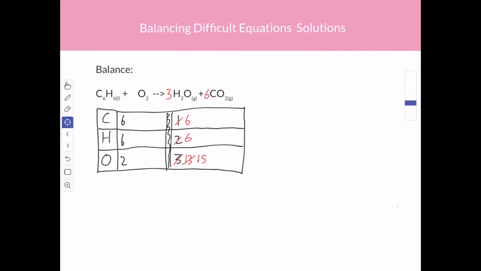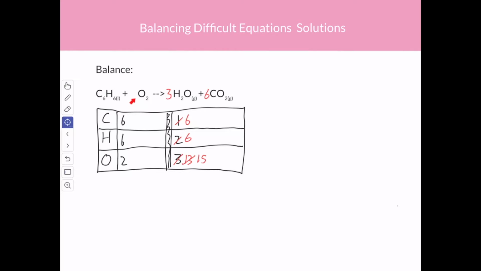Okay, now we need to reevaluate. I've got 6 carbons, good. Hydrogens, 6 and 6, those are good. All right, now we get to our oxygens. I need 15 on the right. I only have 2 over here, so is there anything I can add in front of here to make this 15? I don't have any oxygens over here to mess with. I don't have to do any subtraction. That makes this a little easier on me, which is great.